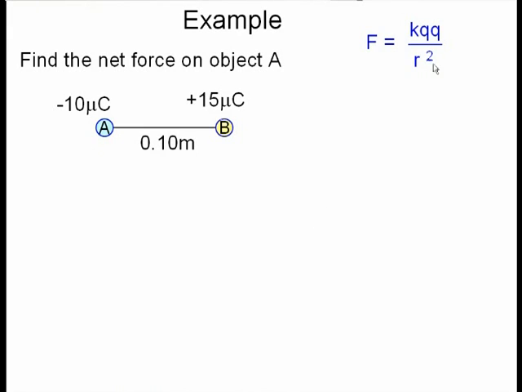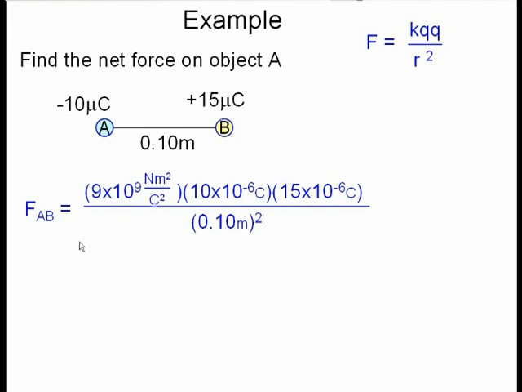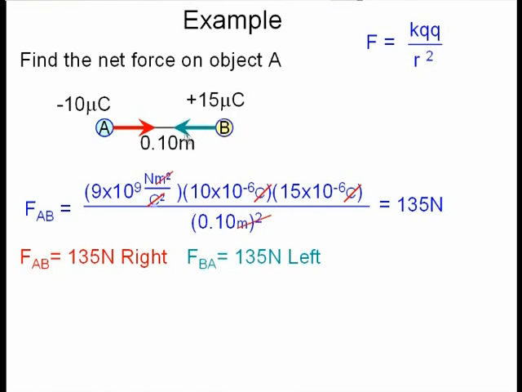We're using Coulomb's law, kQQ over r squared. Remember to substitute 10 to the minus 6 for the micro. We're not using plus or minus signs. And this comes out to 135 newtons for the value. For the direction, we're going to see that these are opposite signs, so they attract each other. So A is going to be attracted to B with a force of 135 newtons to the right. And Newton's third law tells us that B is going to be attracted to A with the same force, 135 newtons, but in the opposite direction, to the left.